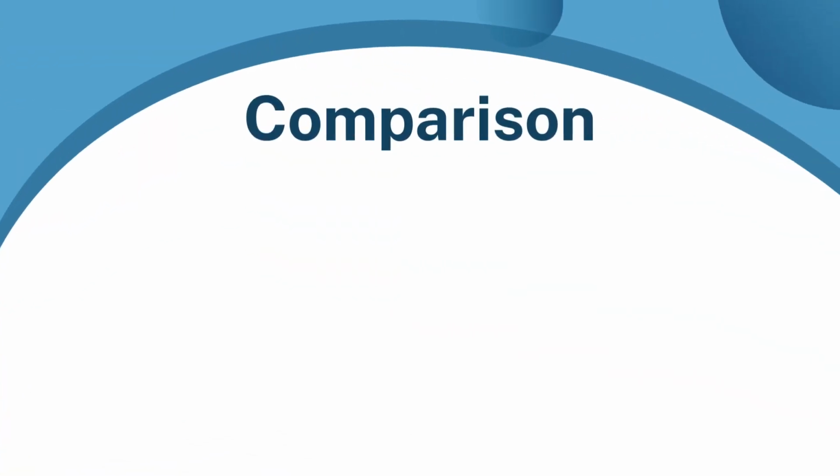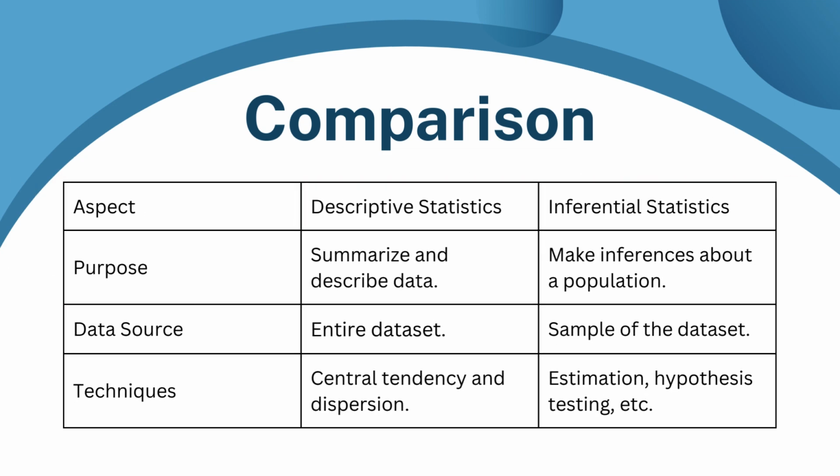Now that we've explored both descriptive and inferential statistics, let's take a moment to compare the two and see how they complement each other. These two approaches are like different tools in your statistical toolbox, each with a distinct purpose. First, let's talk about purpose. Descriptive statistics are all about summarizing and describing the data you already have. They provide a snapshot of what's happening within your data set, things like averages, ranges, and frequencies.